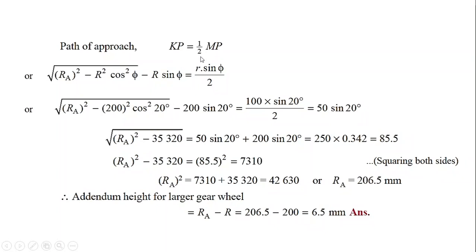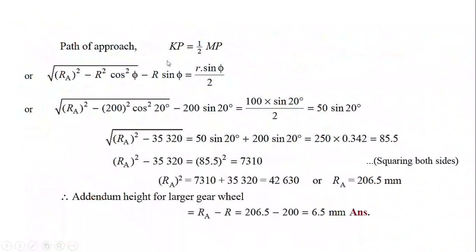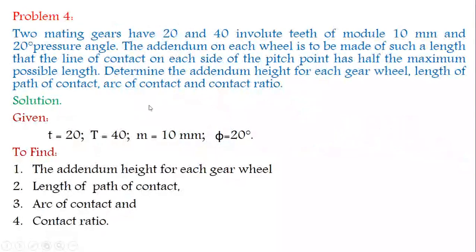Really, you don't use this formula for finding the addendum. If the question gives only this condition, you have to use this condition. Otherwise, a different formula is used to find the other value, which we will discuss in future problems. In the next tutorials we'll discuss the case where the condition given is the maximum possible length.